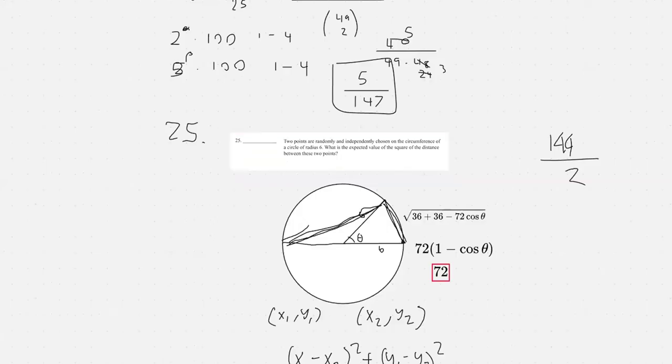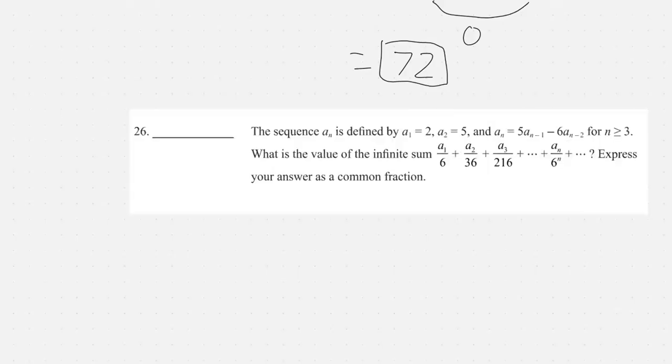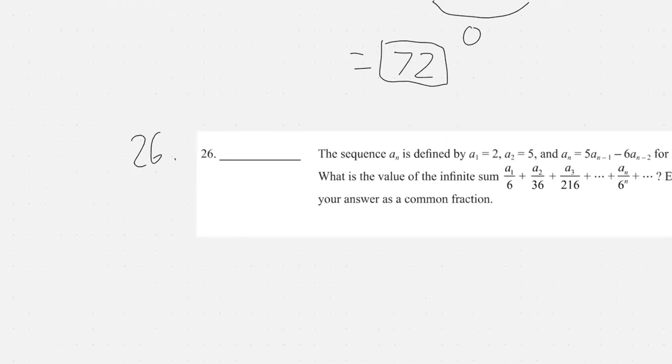If not, then I'll do number 26. Okay, let me make. So does anybody know, did anybody solve this one? Does anybody other than Edward know how to do this?